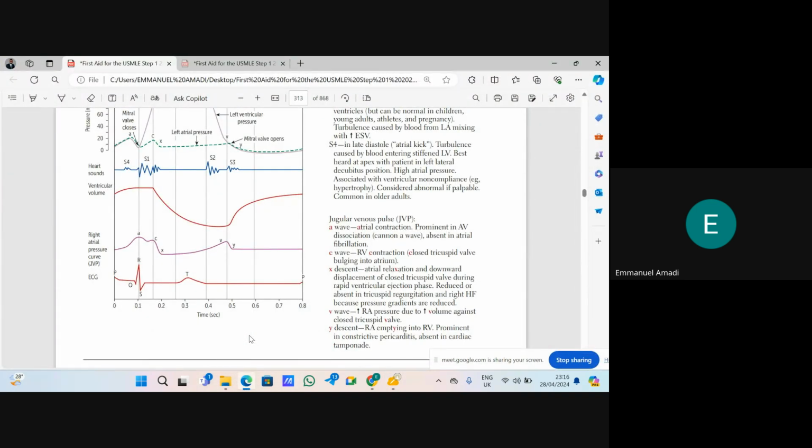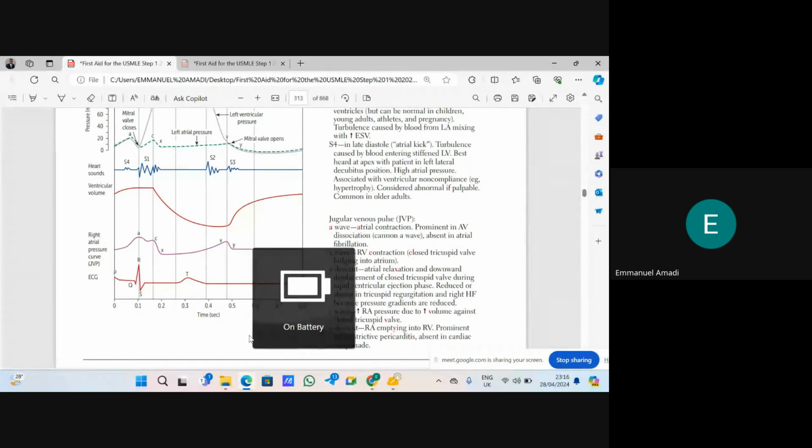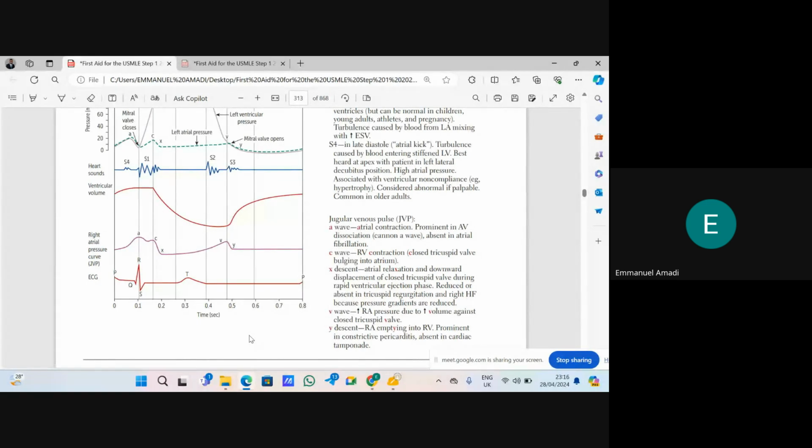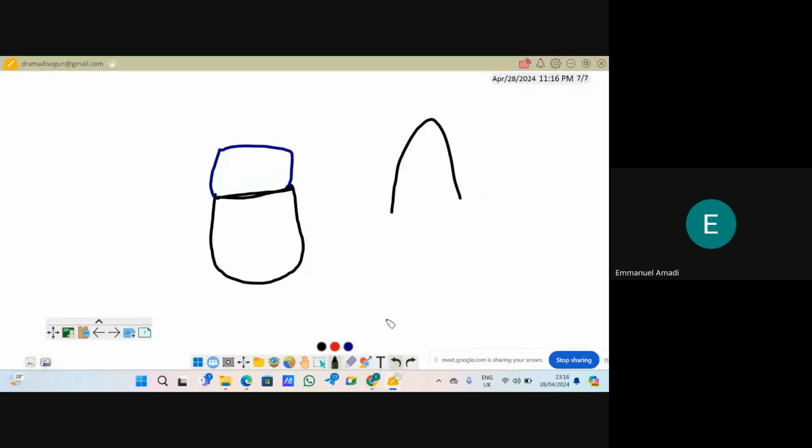Now, when you look at your C wave, we've settled everything about the C wave. When you talk about your X descent, that is when the pressure is dropping progressively in the atrium. Now, I want to let you know, if somebody has regurgitation, this will definitely not be there. In a patient with regurgitation, you're not going to see the X descent. The question is, why is that so? Think about it. Let's illustrate that again.